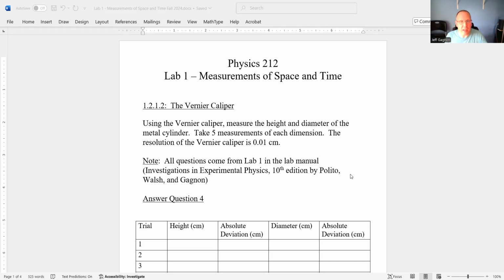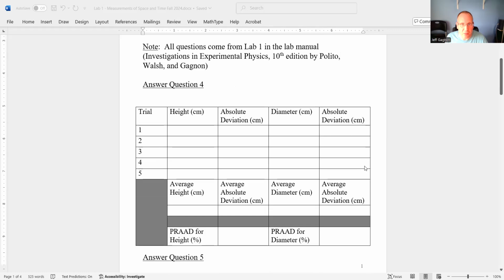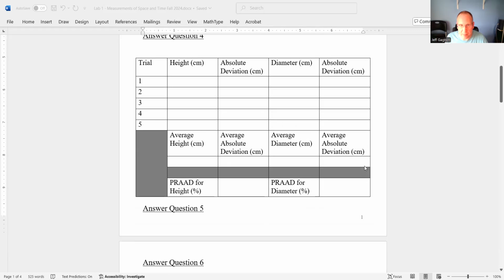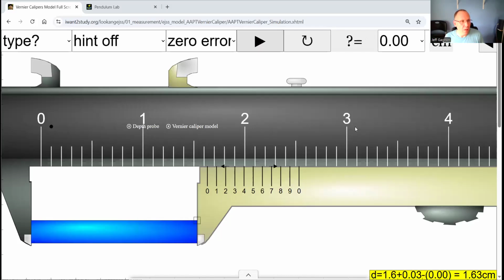So the first thing I'm going to do is show you guys how to read a vernier caliper. You'll have some vernier calipers in lab that you can use. In this video, I'm just going to use a simulation to show you how to read the vernier caliper. Okay, so let me go to that screen. Okay, so here's a vernier caliper.